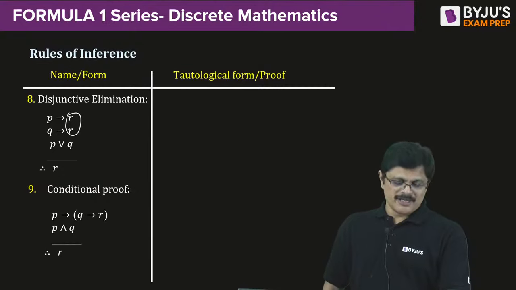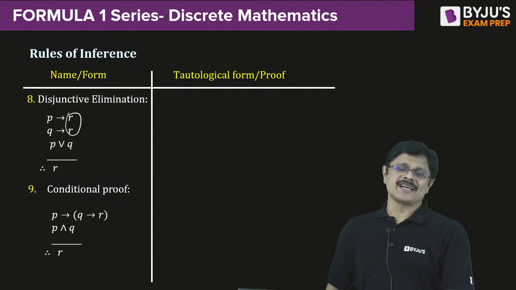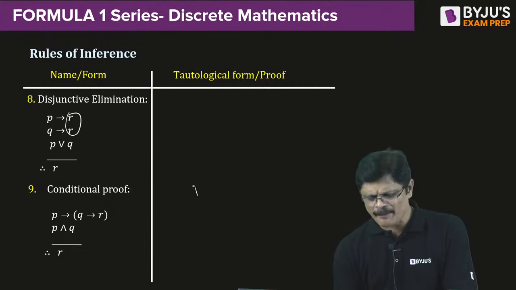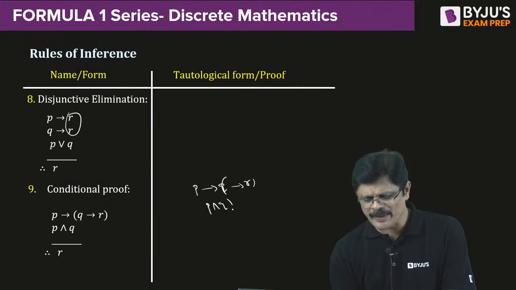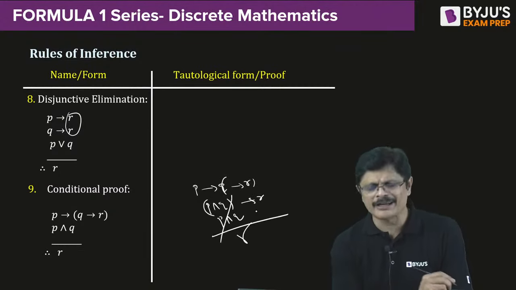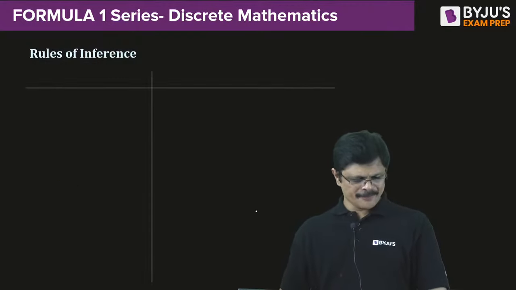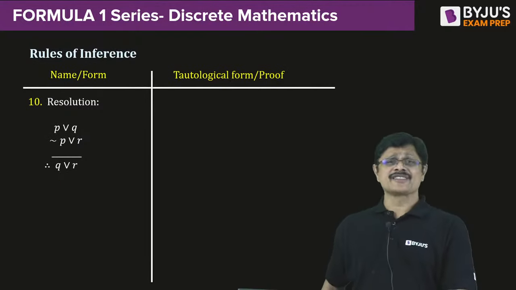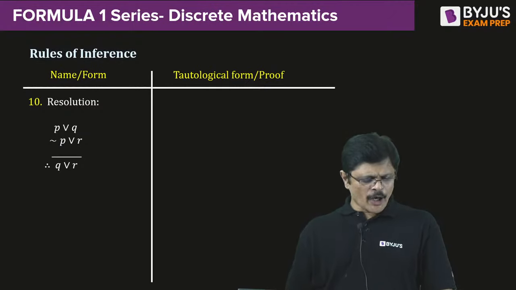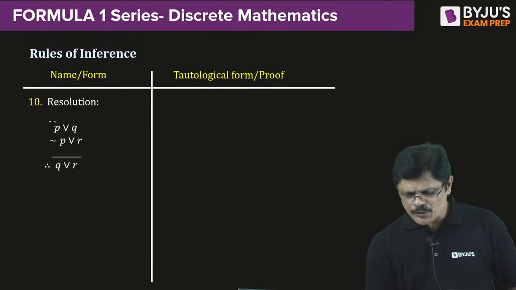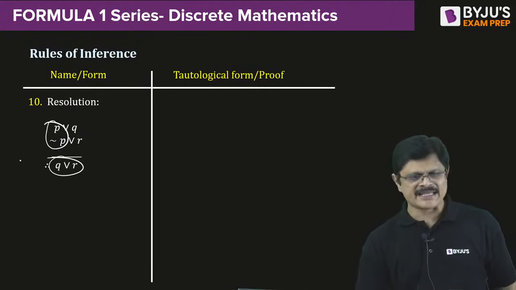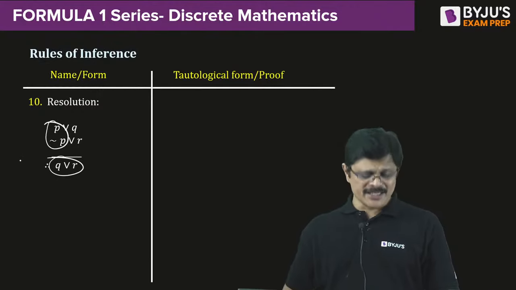Conditional proof: P implies Q implies R. P and Q, therefore R. Actually, if you remember the exportation law, P implies Q implies R is the same as P and Q implies R. So now we are given P and Q, these two cancel and you get R as the answer, my dear friends. And we have other rules like resolution: P or Q, negation P or R. These two cancel and you get Q or R as the answer. That is the beauty of the resolution rule.